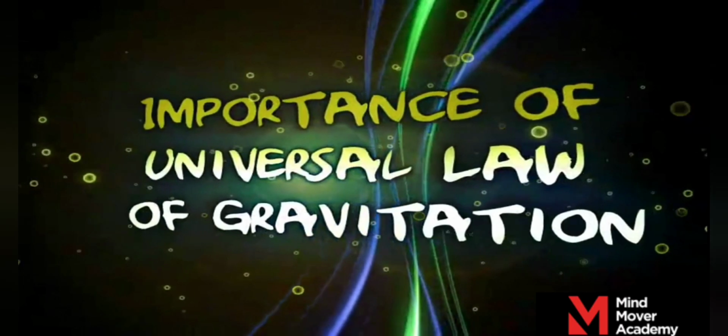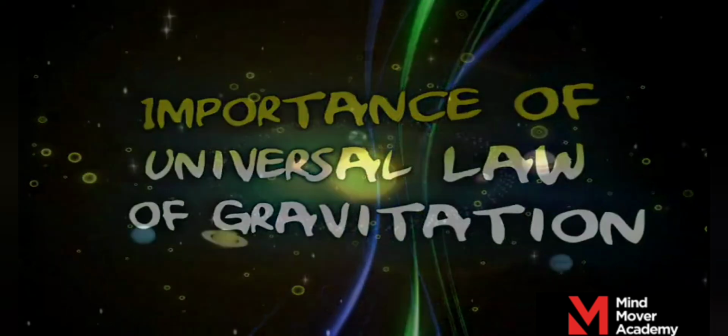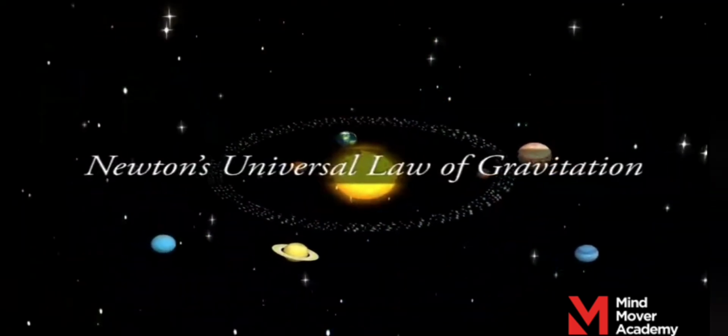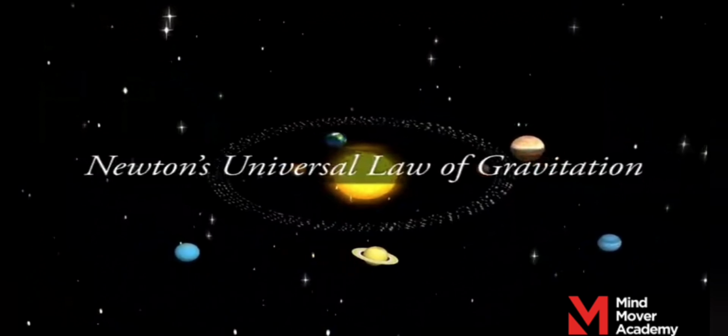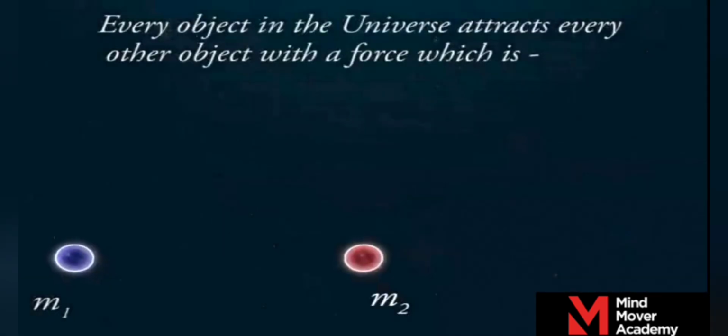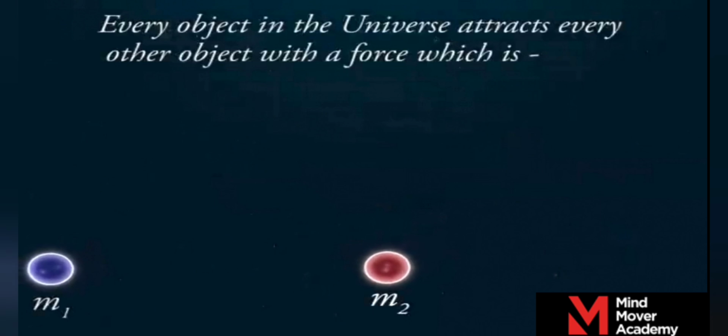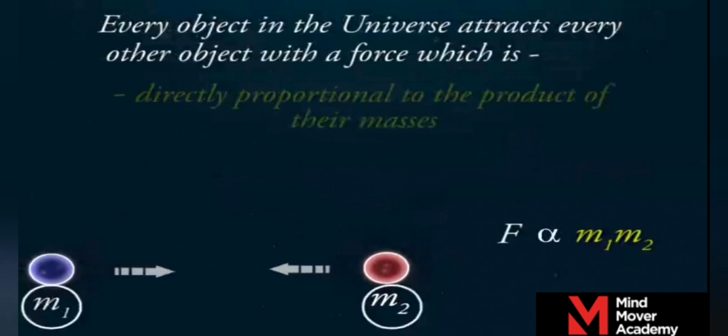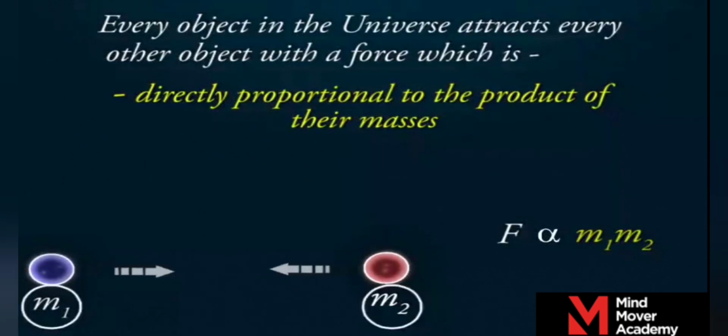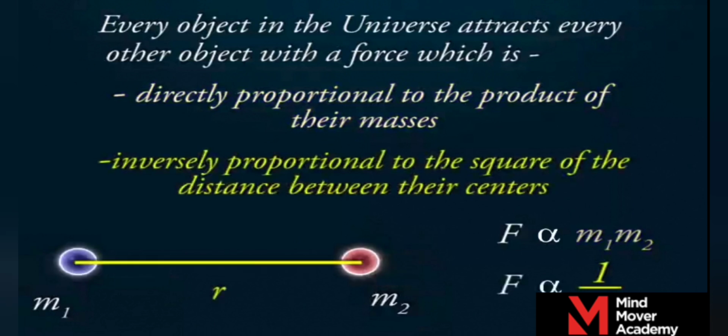Importance of the universal law of gravitation. Newton's universal law of gravitation: Every object in the universe attracts every other object with a force which is directly proportional to the product of their masses and inversely proportional to the square of the distance between their centers. The direction of the force is along the line joining the centers of the two objects.